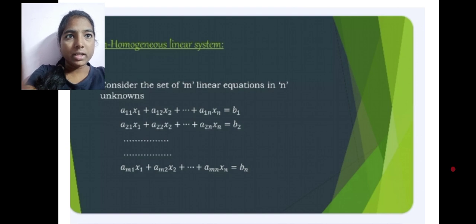Consider a set of m linear equations in n unknowns: a11 x1 plus a12 x2 and so on, plus a1n xn is equal to b1, like that. This is the general form of a non-homogeneous system of equations. You can see this.